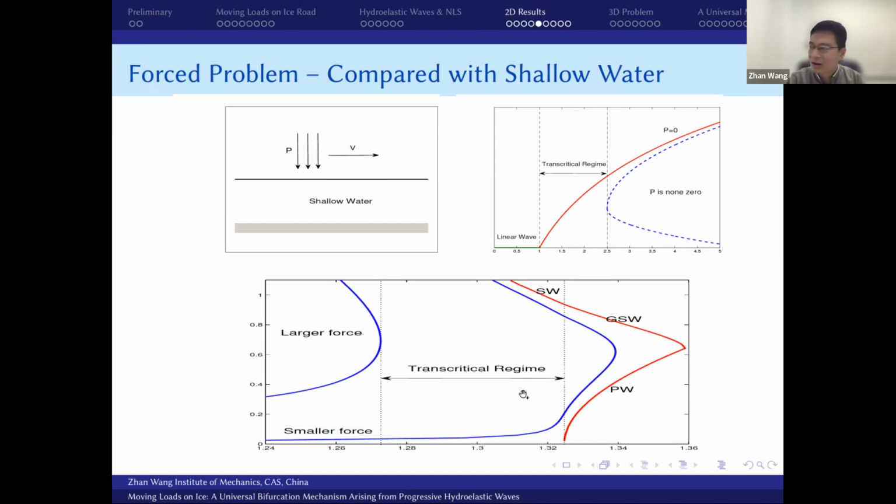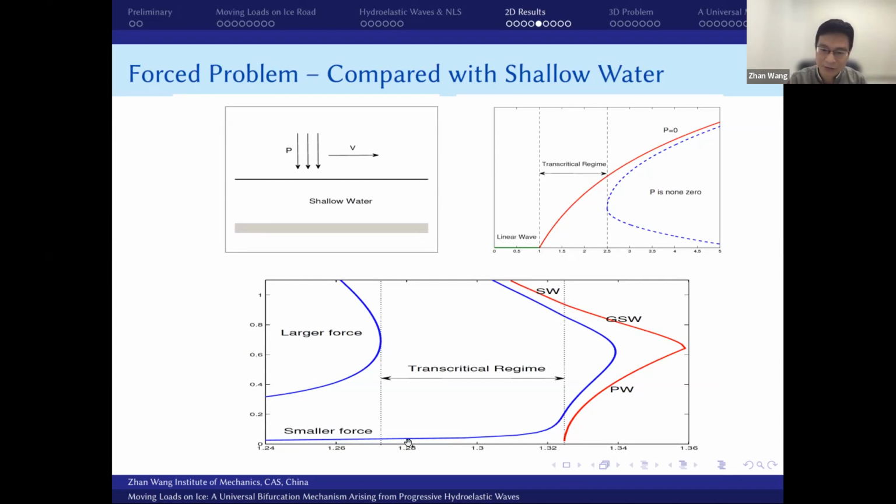And our problem is different, because the bifurcation mechanism for the free problem is very different. The red curve is the solution without forcing. First you have periodic waves in the supercritical regime. Then you have a turning point that leads to the generalized solitary waves, and as you further decrease the speed you pass through the bifurcation point, where the amplitude of the tail decays to zero. So you will have a bright soliton solution.